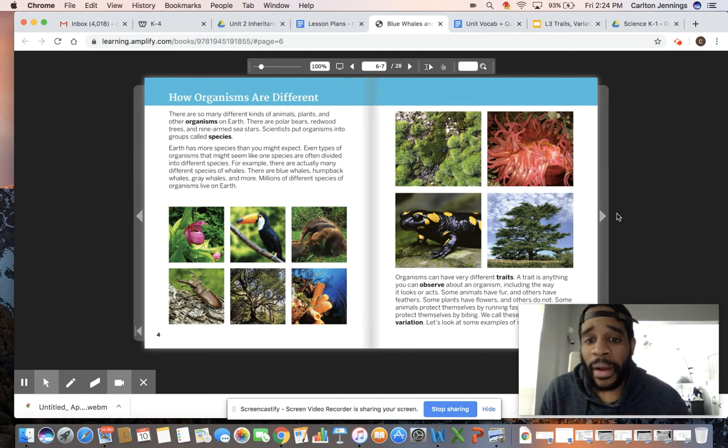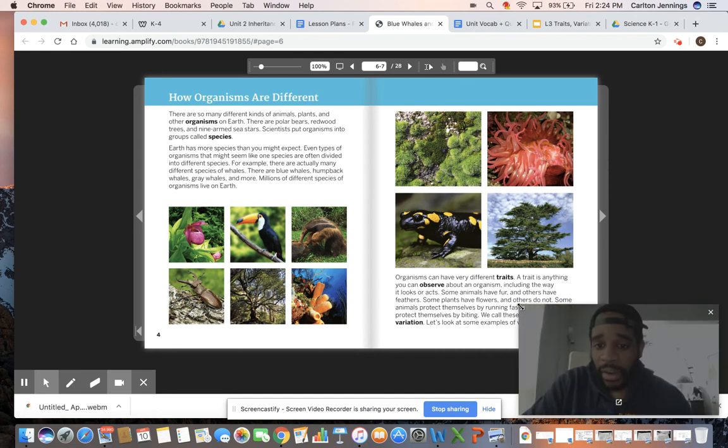Organisms can have very different traits. This will be in your exit ticket. What is a trait? A trait is anything you can observe about an organism. Say it again. A trait is anything you can observe about an organism. That'll be in your exit ticket today, including the way it looks or acts.